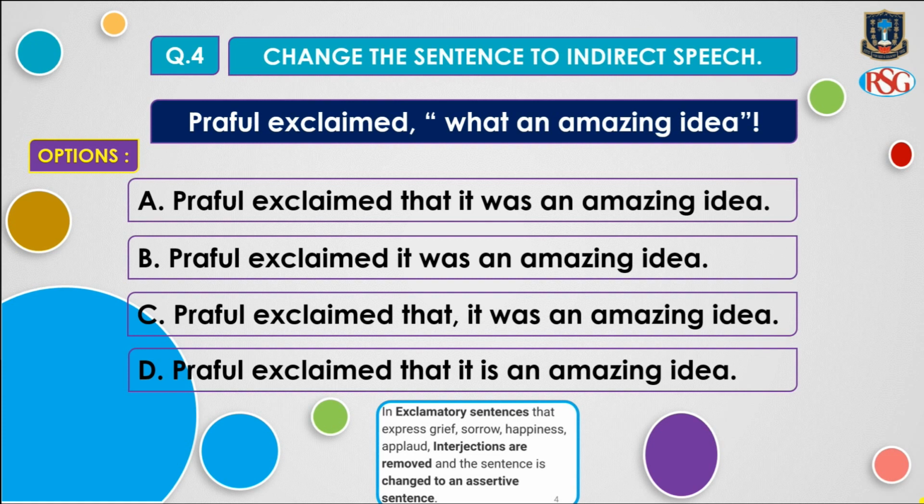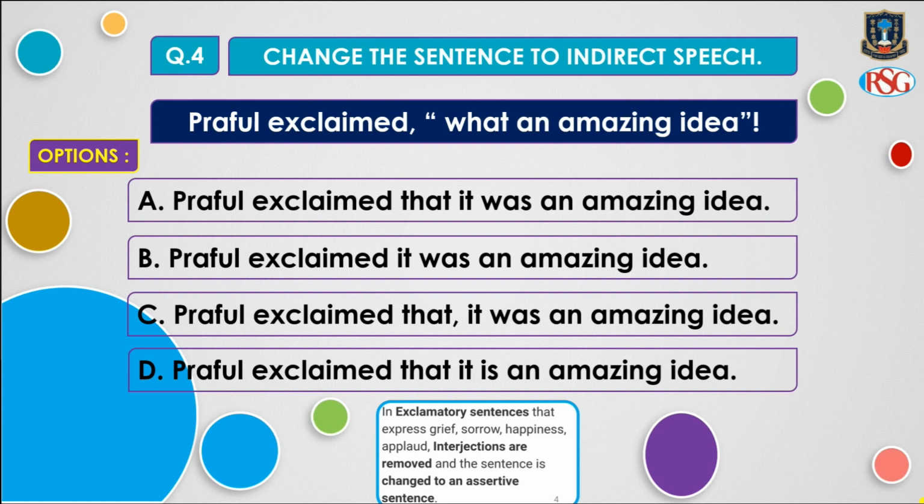So usually, an exclamatory sentence expresses what? Grief, sorrow, happiness, applause. Yes or no? So in exclamatory sentences that express grief, sorrow, happiness, applause, the interjections are removed and the sentence is changed into an assertive sentence. In an exclamatory sentence, the interjections are removed and then what? We convert the sentence into an assertive sentence. Assertive sentence means a simple, declarative sentence. It's just a positive sentence.